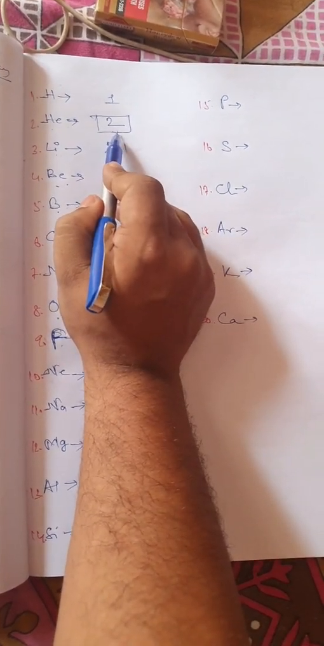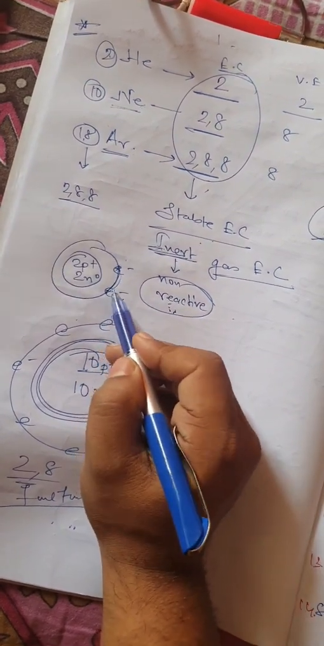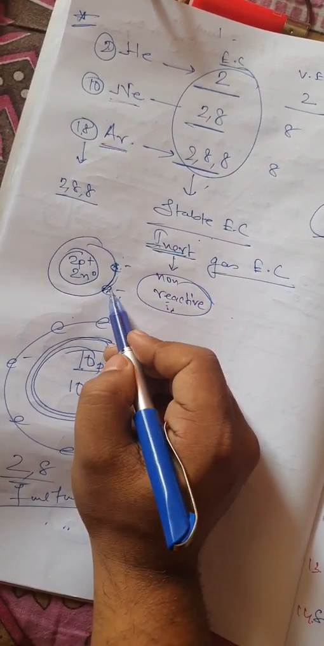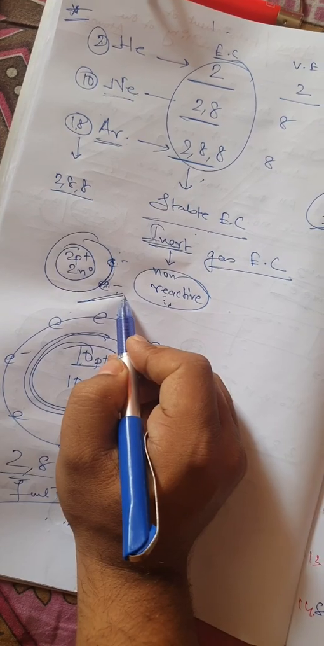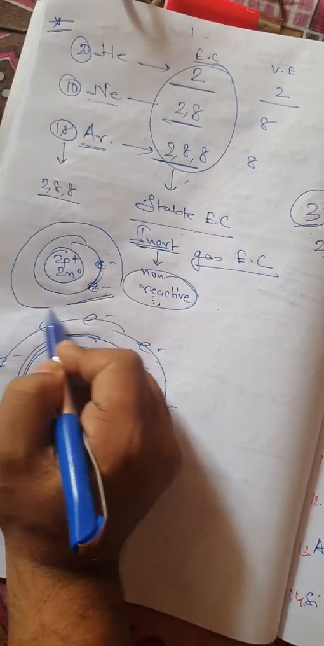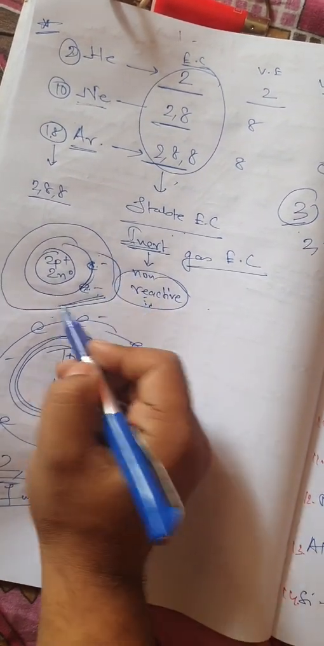Because it has only one shell, and the first shell's maximum electron capacity is 2, and it has 2 electrons in it. Okay, you can think of it like a completely full, happy family.